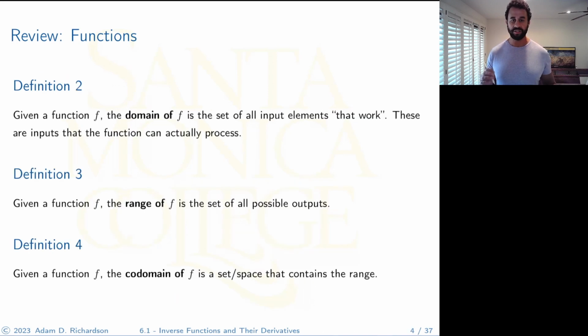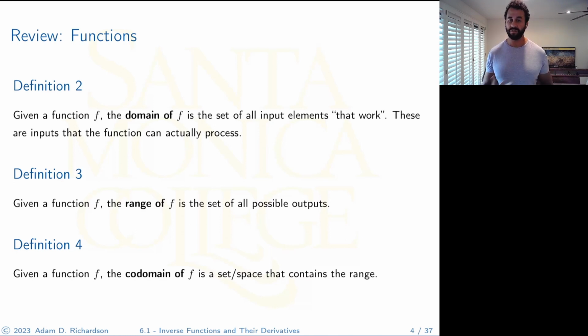So just some other definitions. The domain of a function is the set of all the input elements that work. In other words, this is the set of all the things that the function can actually process. If the function can't handle certain elements, certain numbers, then those are not things that we want in the domain of the function because they'll break the function. Once you have a function f, the range of f is the set of all the possible outputs. So the range is everything that the function can spit out.